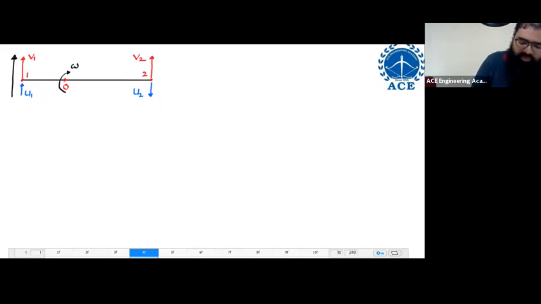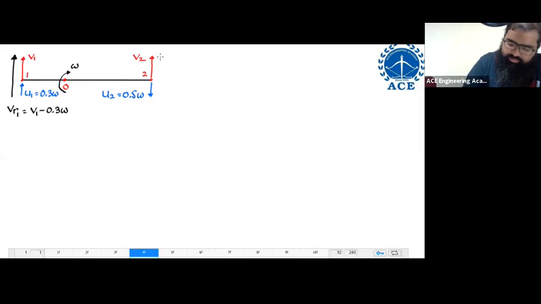The value of u1 and u2: u1 is equal to 0.3 omega, u2 is equal to 0.5 omega. This is VR1, which is equal to, now look over here, both of them in the same direction. If both of them are in the same direction, then what will happen? V1 vector minus U1 vector is V1 minus U1. That is equal to V1 minus 0.3 omega.